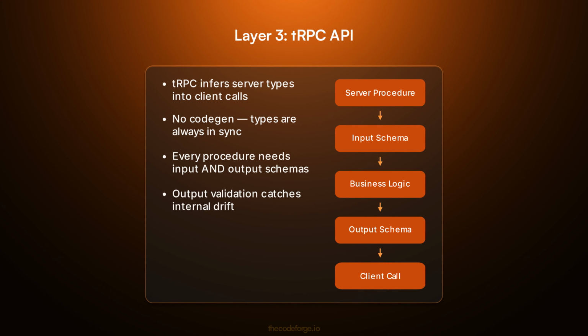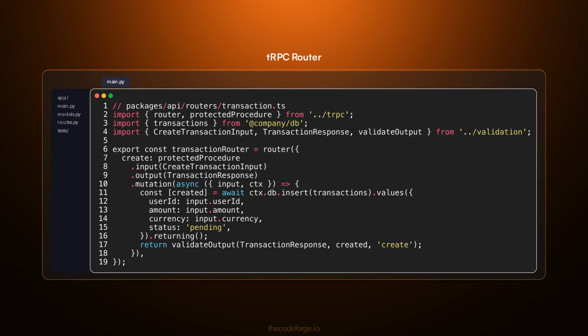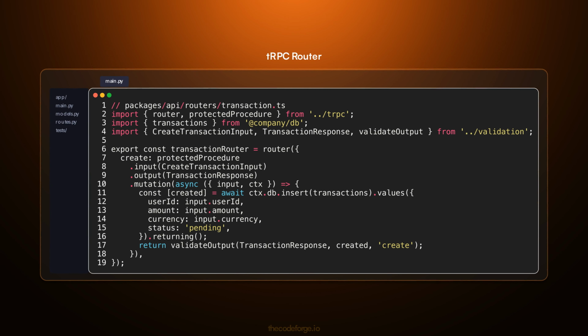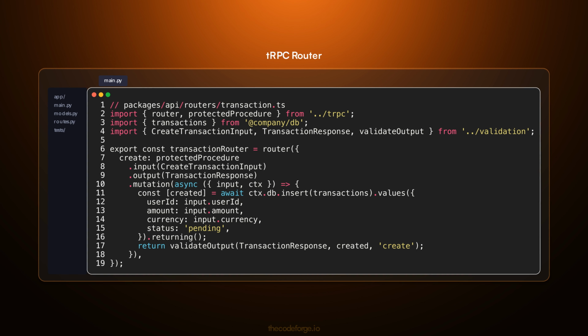tRPC eliminates the most fragile part of the type safety chain, the API contract. It infers types directly from server procedures into client calls, no codegen, no sync gap. Every procedure must define both an input and output Zod schema. Here's a tRPC procedure for creating a transaction. It uses input to validate incoming data and output to validate the return value before sending. The validate output function catches internal drift that TypeScript inference alone cannot detect.